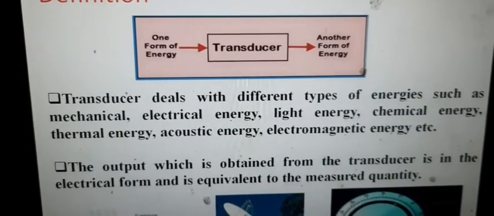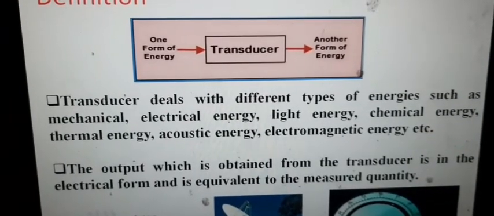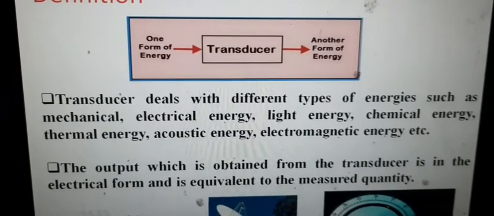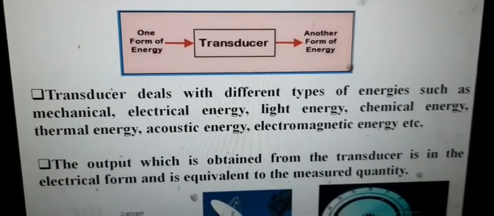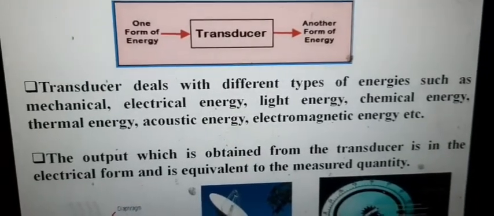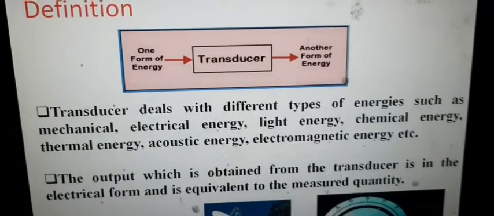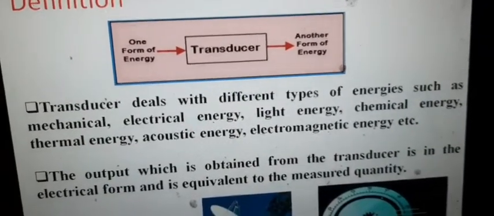So the input energy may be of any type. It may be a mechanical energy, or a light energy, or chemical energy, or thermal energy, or electrical energy, or sound energy, or electromagnetic energy. So basically we convert that energy into a suitable form using a transducer.